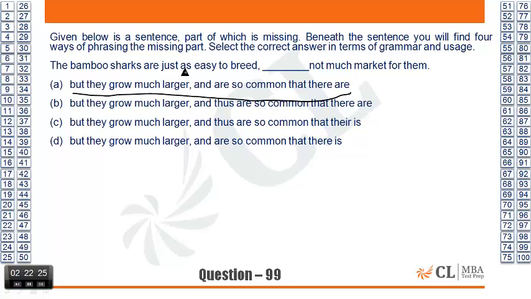The bamboo sharks are just as easy to breed. Blank. Not much market for them. The bamboo shark is just as easy to breed, but they are much larger and are so common that there are not much market for them. Let's analyze this. But they go much larger and are. This R is what? R has to go to bamboo shark, no? And common that there are not much. This R is for market. So market is singular, so it cannot be R. It has to be is.